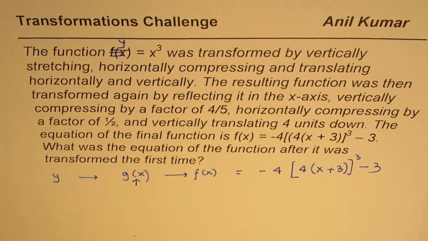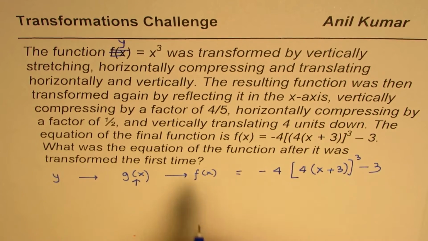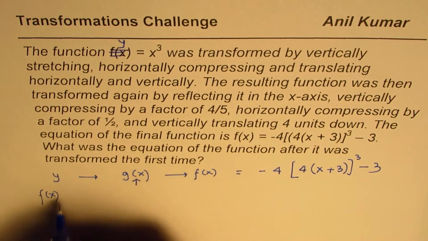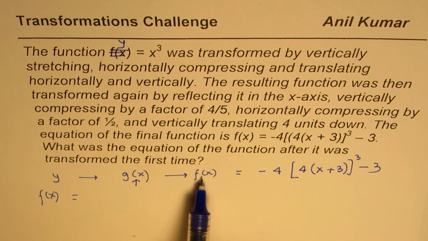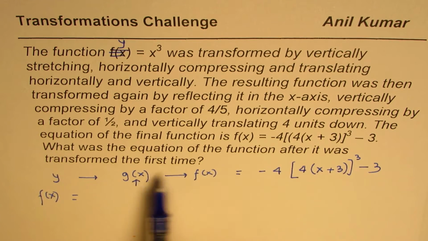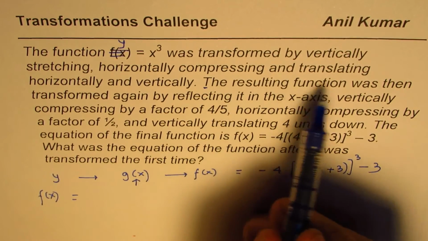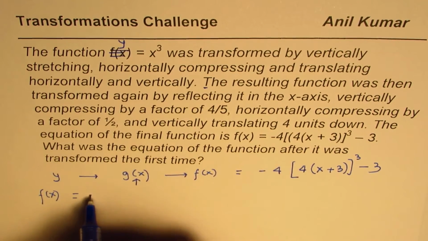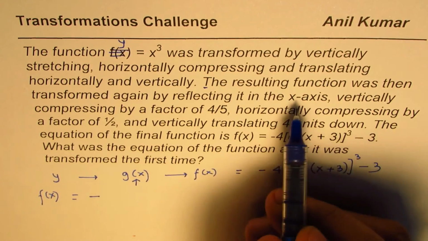Okay, so I hope the question is clear now. Let's get back to it and then write f of x in terms of g of x. This is the final one, right? So we'll write f of x in terms of g of x, right? How? We are given the transformation from g of x to f of x. We'll use that transformation. Starting from here, the resulting function was then transformed again by reflecting. So when we say reflecting means minus, is that okay? On the x-axis, that is why minus.